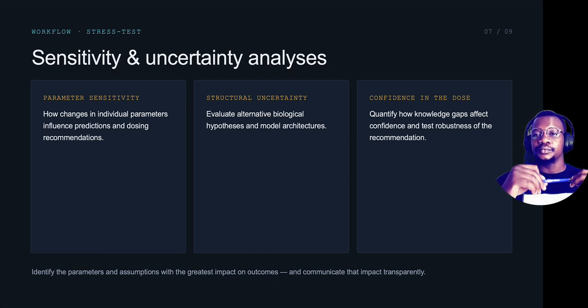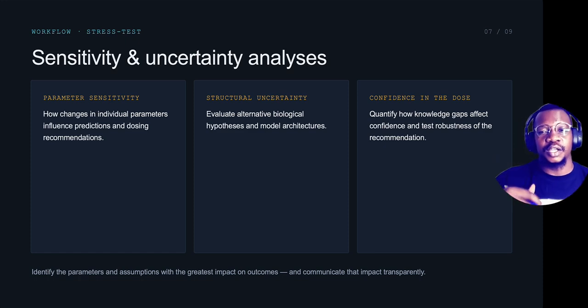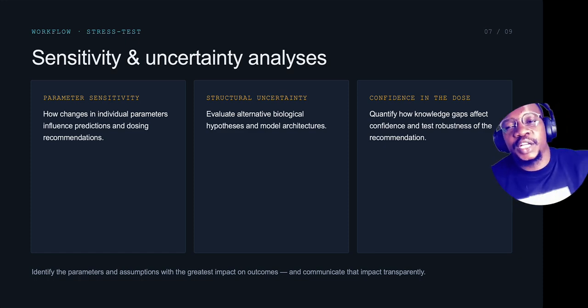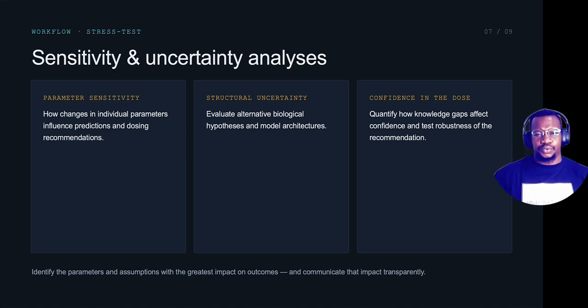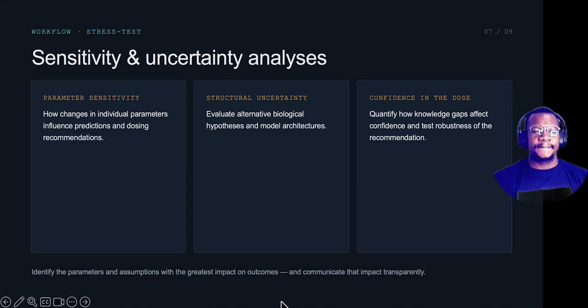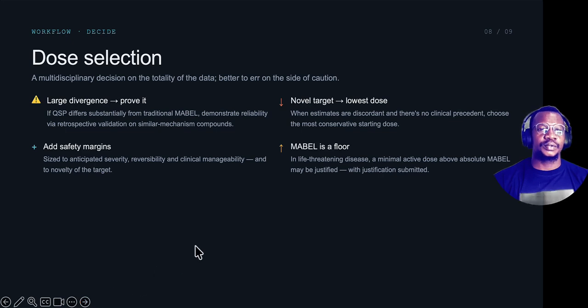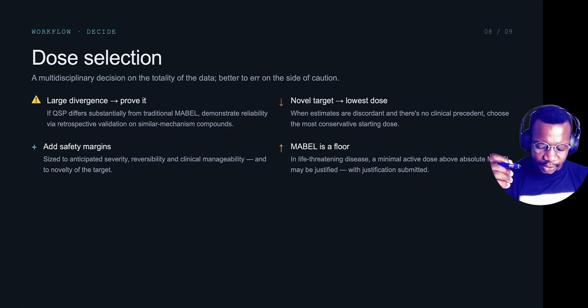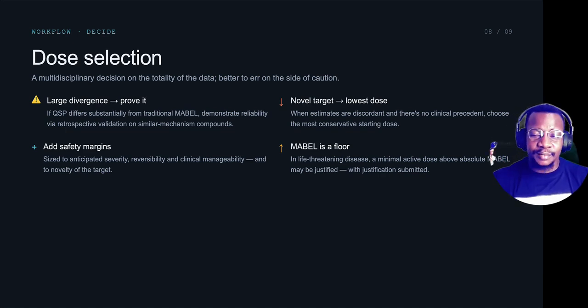Then quantify how the knowledge gaps in your work or in your model affect confidence, and then test the robustness of the recommendation. These are simply limitations. Okay. Then we proceed to dose selection. Then we have early monitoring and model refinement.